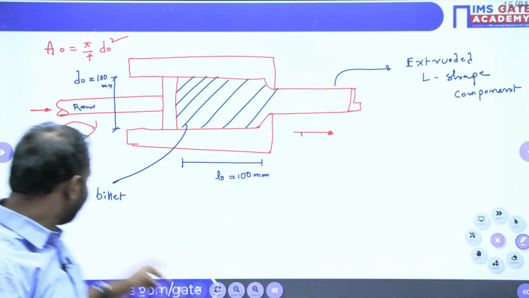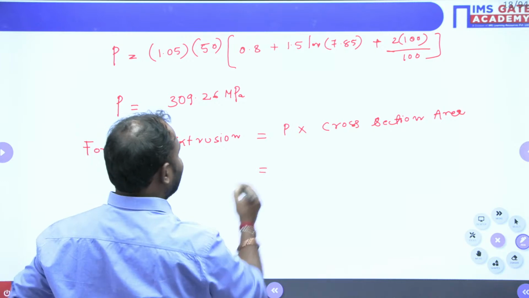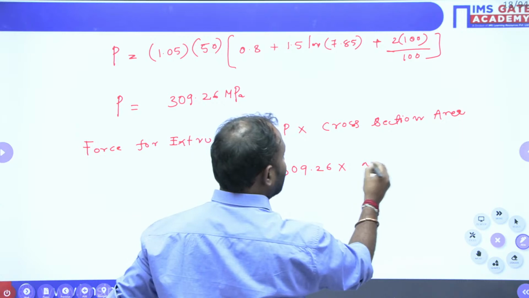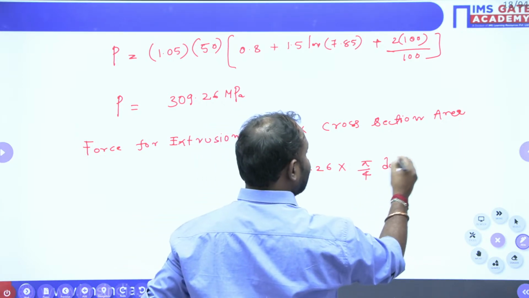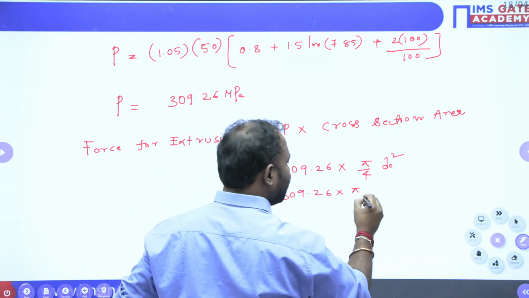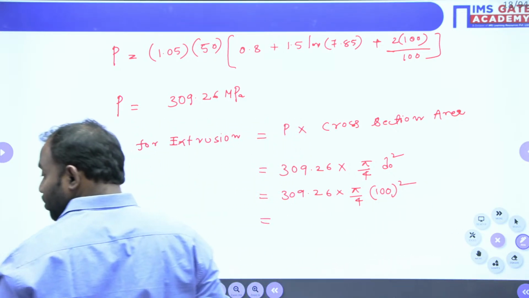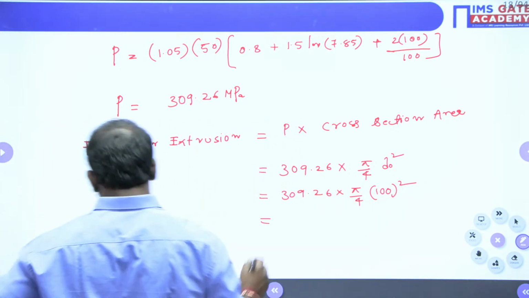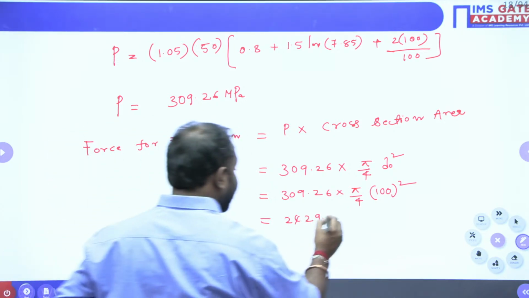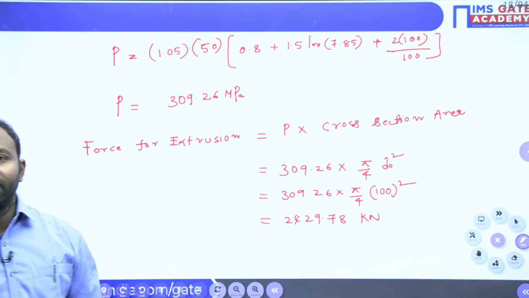Okay, right. Now let us go for calculating this. Pressure, I got that, here it is 309.26 megapascal into pi by 4 d naught square. Again I'll write it: 309.26 into pi by 4 into 100 square. Now if you solve this, you are going to get your force, which is 2429.78 kilonewtons.